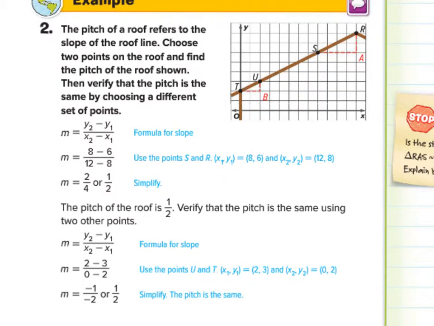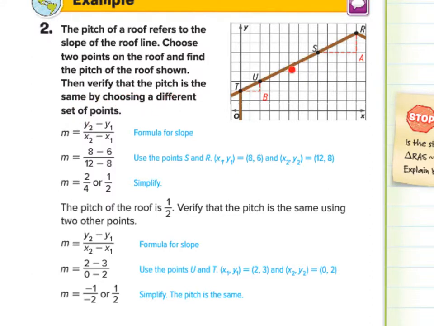Example 2. The pitch of a roof refers to the slope of the roof line. Right there, the slope of the roof line. So this is a roof to a house, I guess. And this is a wall here. This is the top of the roof. Choose 2 points on the roof and find the pitch of the roof shown. Then verify that the pitch is the same by choosing a different set of points.